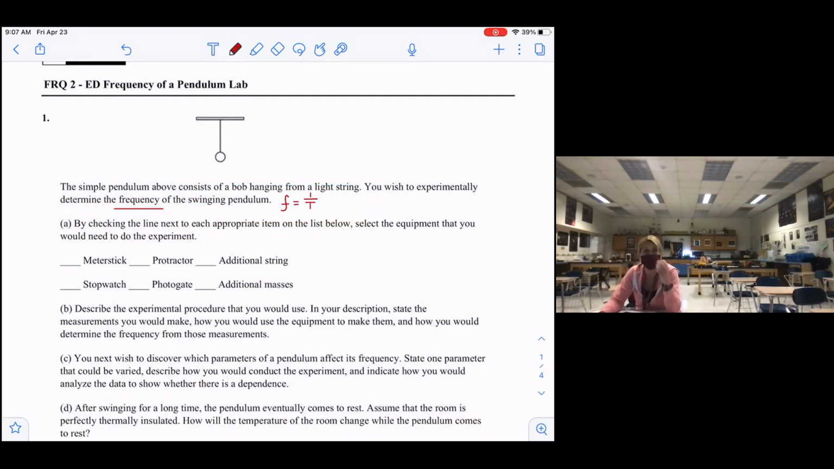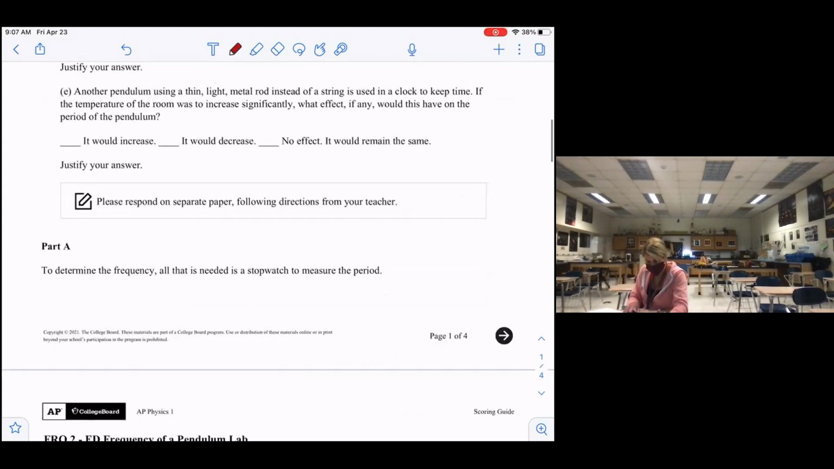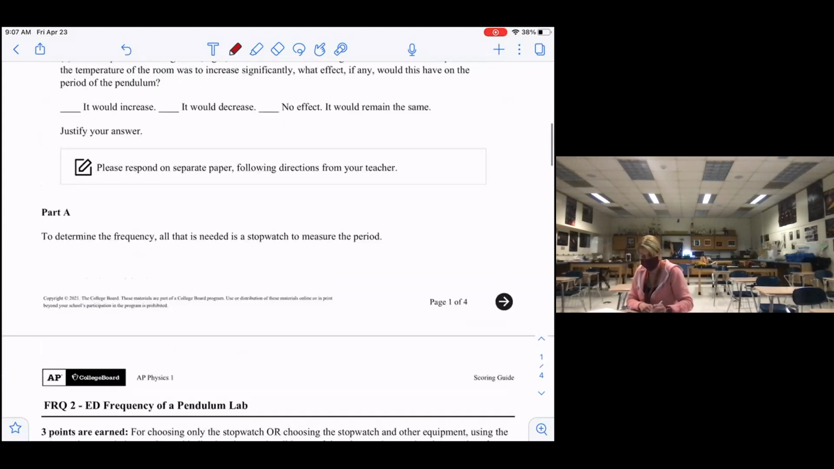Okay, so for part A, you just have to check what equipment you're going to need to do this experiment. To measure the frequency of the pendulum, where I would be measuring the period to obtain the frequency, I would want to have a stopwatch. Now for the rubric, when you go ahead and grade it, it says, and ideally you should have done this already, to determine frequency, all that is needed is a stopwatch.